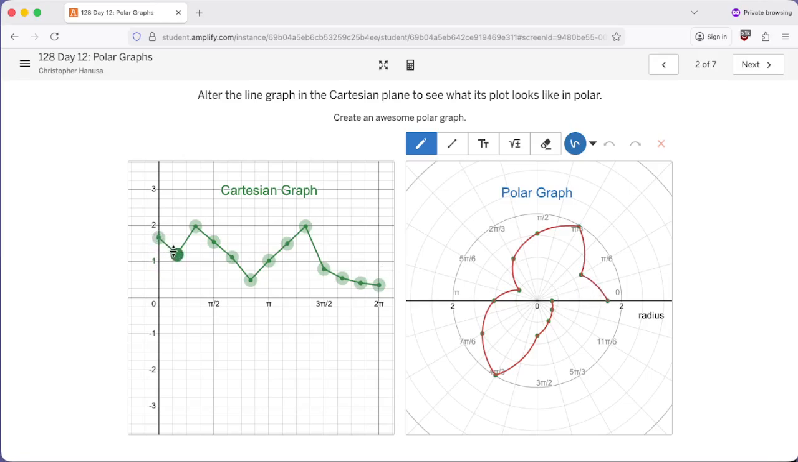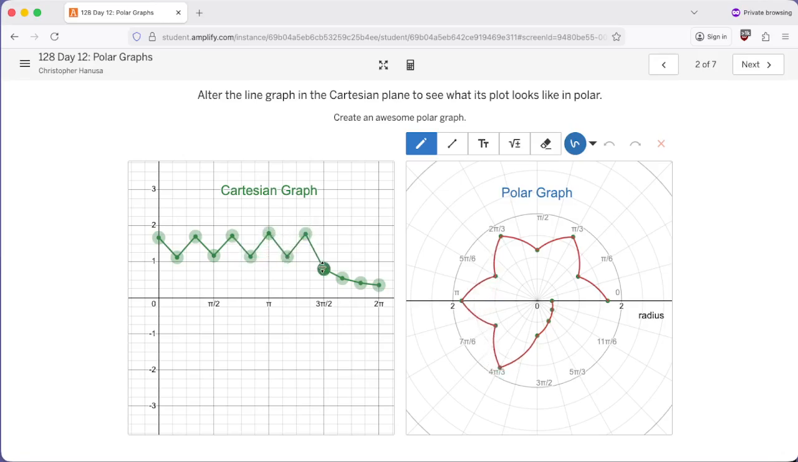So if we change, let's make these go up and down and up and down, I can make a nice flower by having these vary and go up and down. Why don't you try to make some other shape by moving these things around?